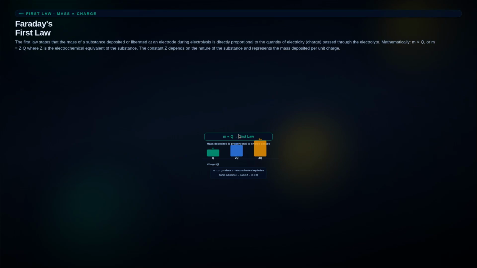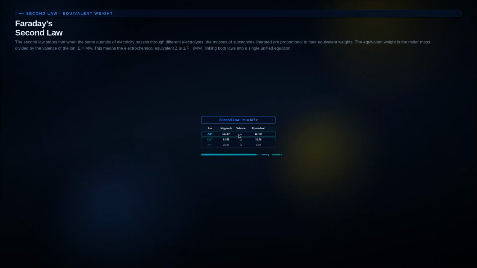Faraday's first law states that the mass of a substance deposited or liberated at an electrode during electrolysis is directly proportional to the quantity of electricity passed through the electrolyte. Mathematically, M is proportional to Q, or M equals Z times Q, where Z is the electrochemical equivalent of the substance. The constant Z is the mass deposited per unit charge. For a constant current, Q equals I times t. The same substance always has the same Z value, giving a linear relationship between mass and charge.